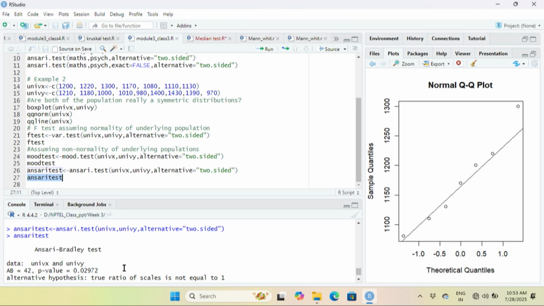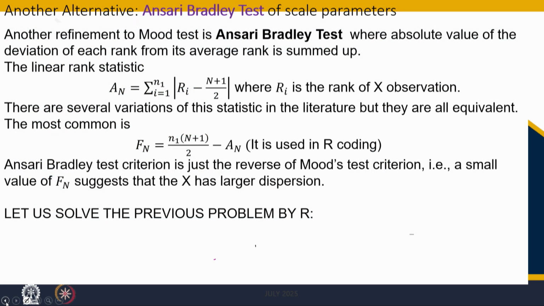Okay, let me get back to the PPT again. As I was saying, there is one more alternative to the mood test, and that alternative is required because it holds better power. But we are not going that much deeper into non-parametric statistics. So let me give you just the flavor of the Ansari-Bradley test, and we have already seen in our code that the same problem can be tackled either by the mood test or by the Ansari-Bradley test. So it is a refinement.